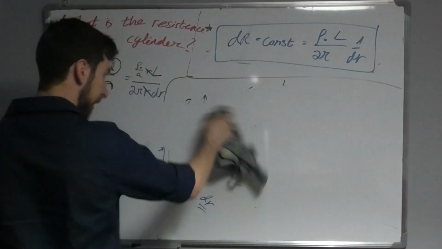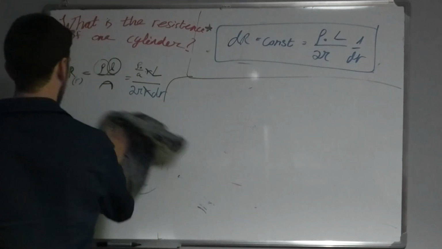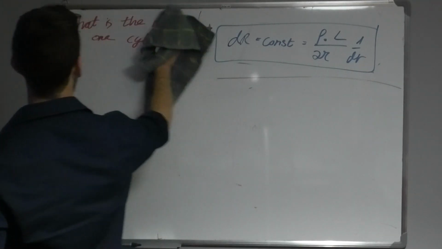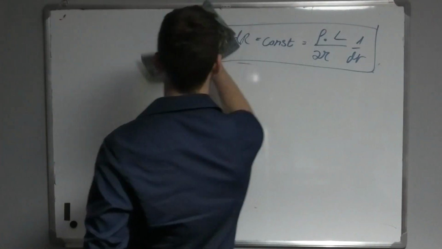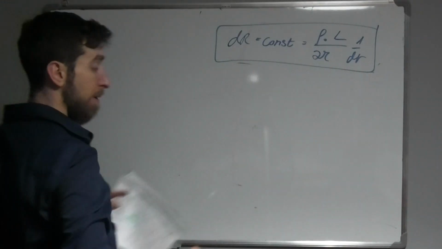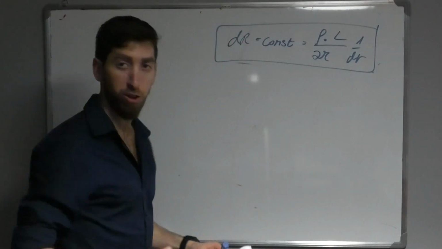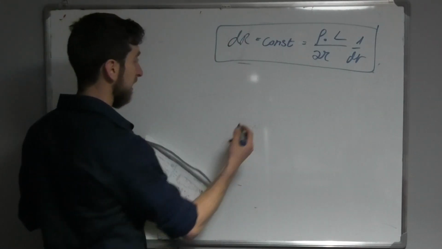Okay, I cleaned this one, but we're gonna draw it again because it's really important. So, what two configurations do I have for resistors? I have parallel and in series, right? So the previous question was in series. So let's draw the circuit.